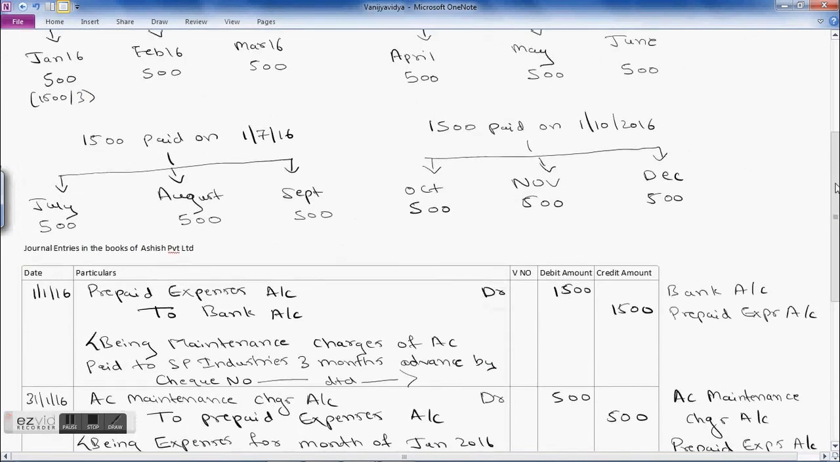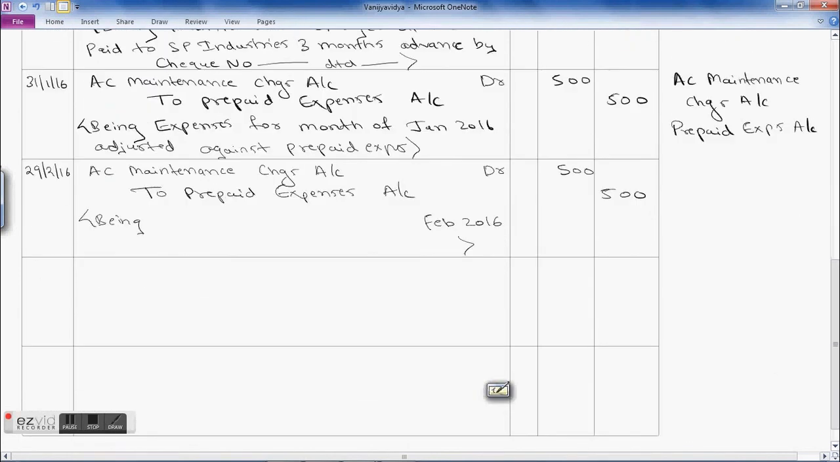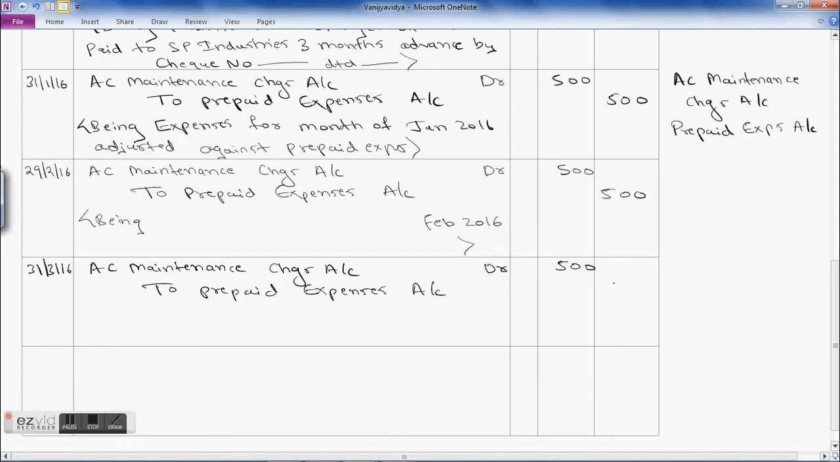Then March. Okay, March. See the amount. March is again 500. So 31st March 2016, AC maintenance charges account, debit 500 to prepaid expenses account, amount is 500. Then narration is the same except the month will be March 2016.